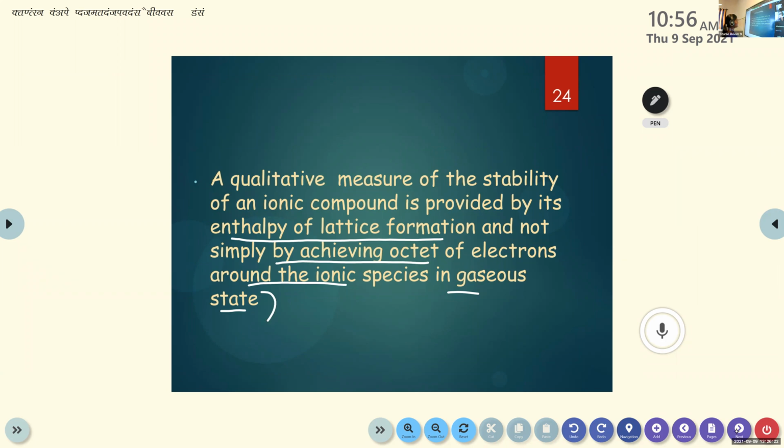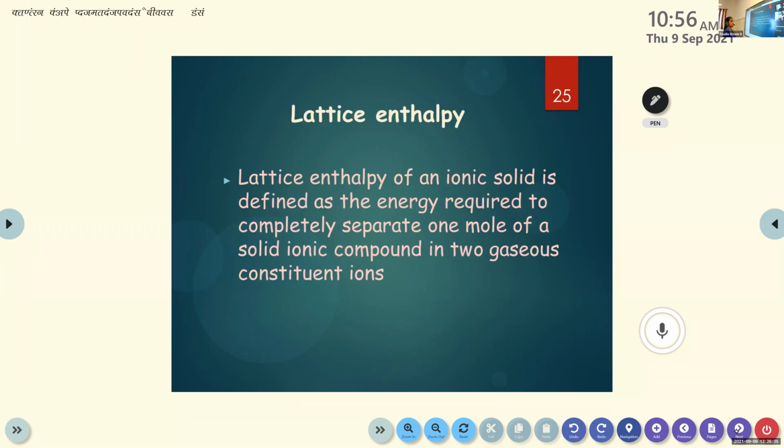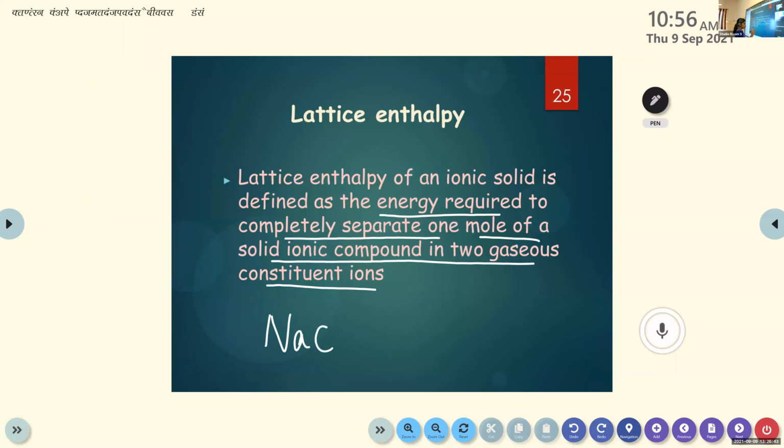Then one more thing, that is about this lattice enthalpy. What is lattice enthalpy or lattice energy? Lattice enthalpy of an ionic solid is defined as the energy required to completely separate 1 mole of a solid ionic compound into its gaseous constituent ions. If you are considering NaCl, an ionic compound, how much energy is required to split sodium chloride into Na+ and Cl- ions? That will be considered the lattice enthalpy or lattice energy.